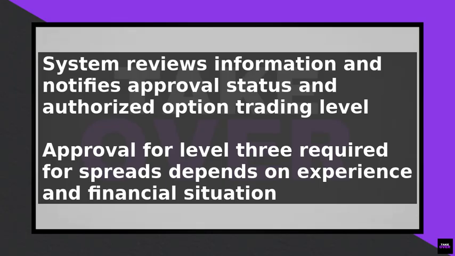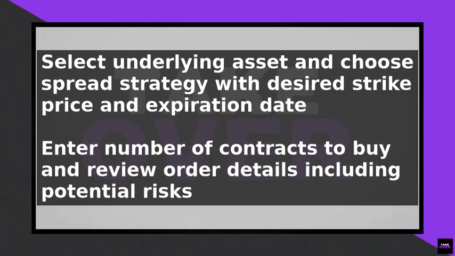There are different levels of option trading, with Level 2 allowing basic strategies and Level 3 granting access to advanced strategies, including spreads. To trade spreads, you must be approved for Level 3, which depends on factors such as your trading experience, financial situation, and investment objectives.